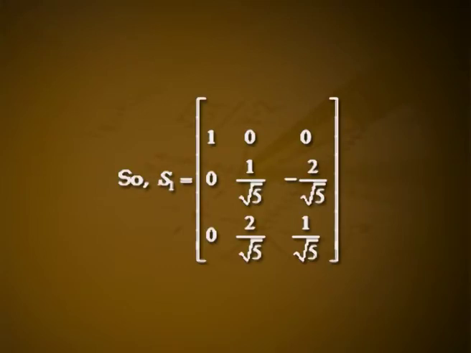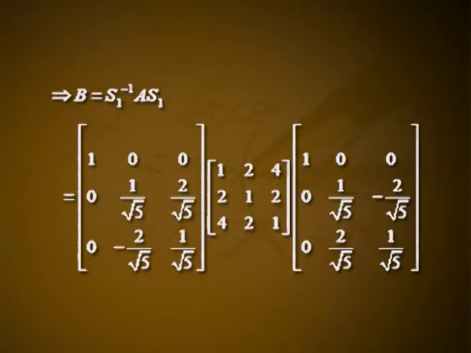So, S1 equal to the matrix with rows 1, 0, 0, 0, 1 by root 5, minus 2 by root 5, 0, 2 by root 5, 1 by root 5. This implies B equal to S1 inverse A S1, equal to the matrix with rows 1, 0, 0, 0, 1 by root 5, 2 by root 5, 0, minus 2 by root 5, 1 by root 5, into the matrix with rows 1, 2, 4, 2, 1, 2, 4, 2, 1, into the matrix with rows 1, 0, 0, 0, 1 by root 5, minus 2 by root 5, 0, 2 by root 5, 1 by root 5.